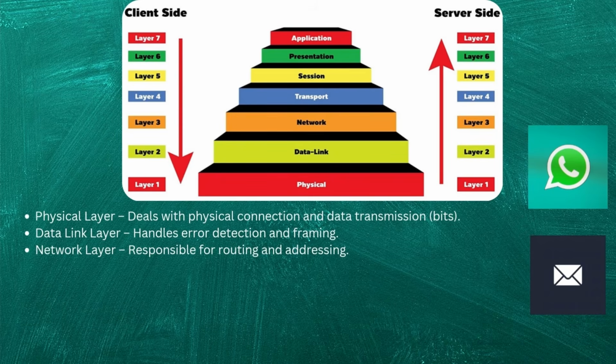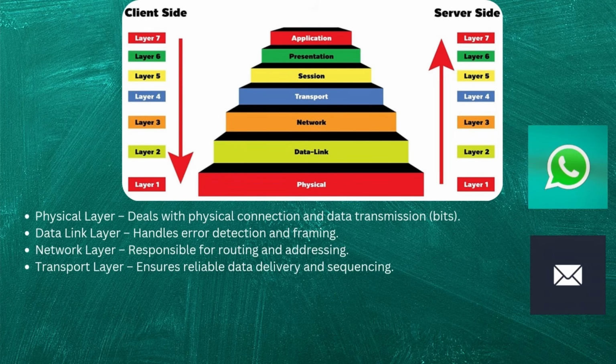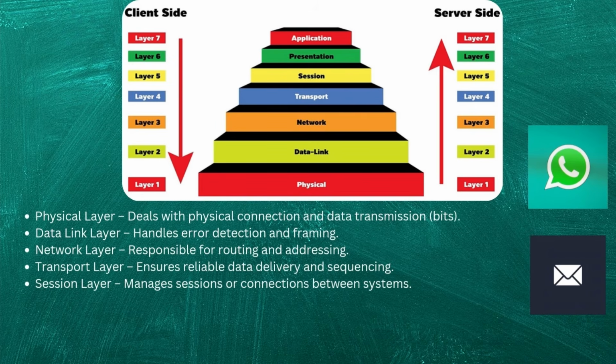First, physical layer that deals with the physical connection and data transmission. Second, data link layer handles error detection and framing. Third, network layer, responsible for routing and addressing. Fourth, transport layer, ensures reliable data delivery and sequencing.